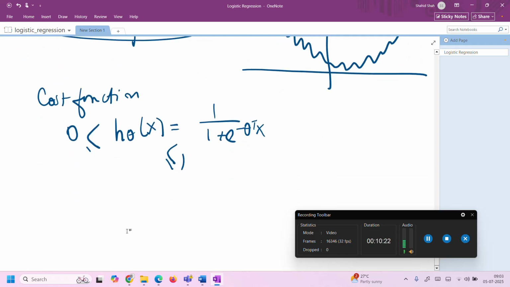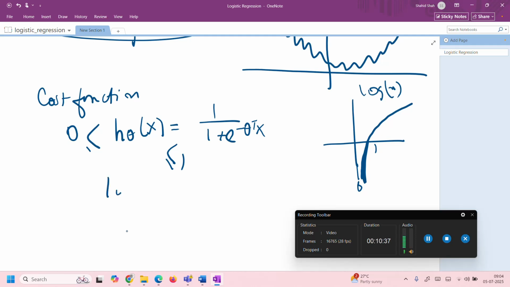And let's look at the behavior of the log function. Suppose log of x, you know that the log function looks something like this. So between 0 and 1, the value of log is negative. And if you take log of h theta of x, this log of h theta of x will be negative. Now to make it positive, I will write here minus.